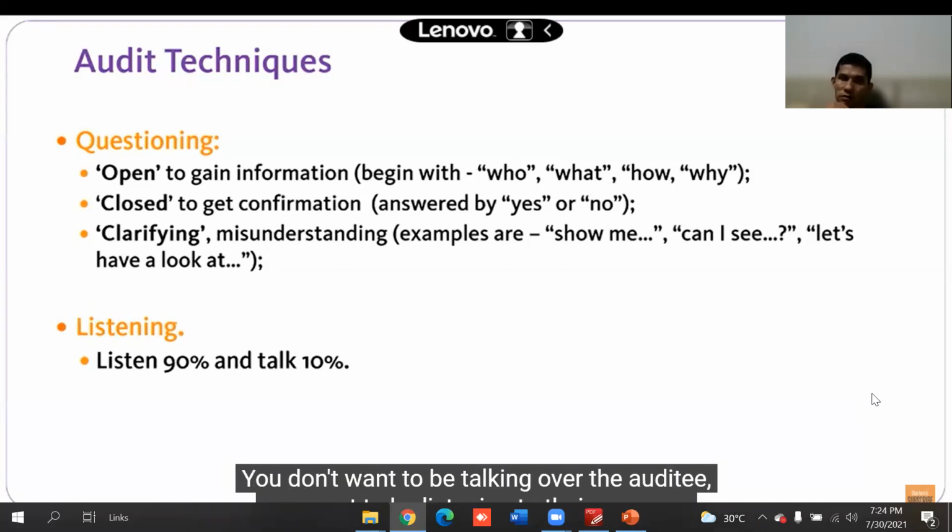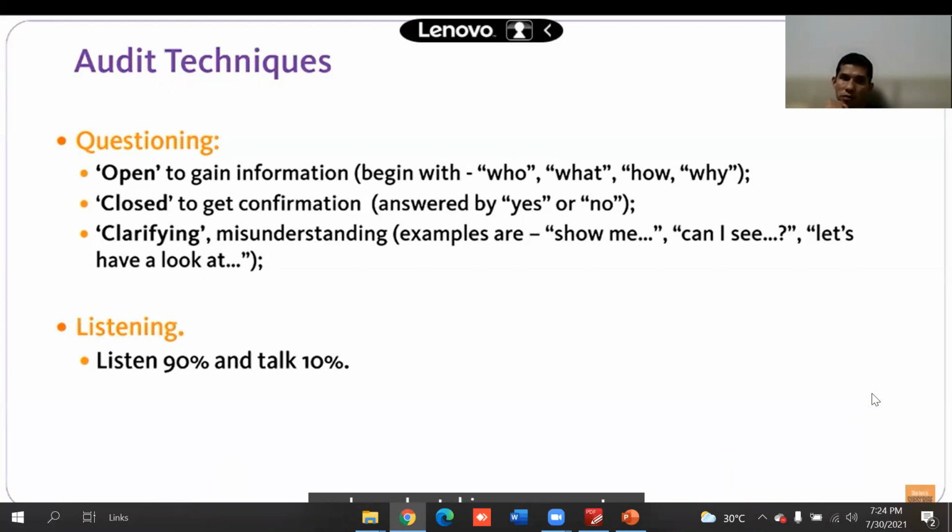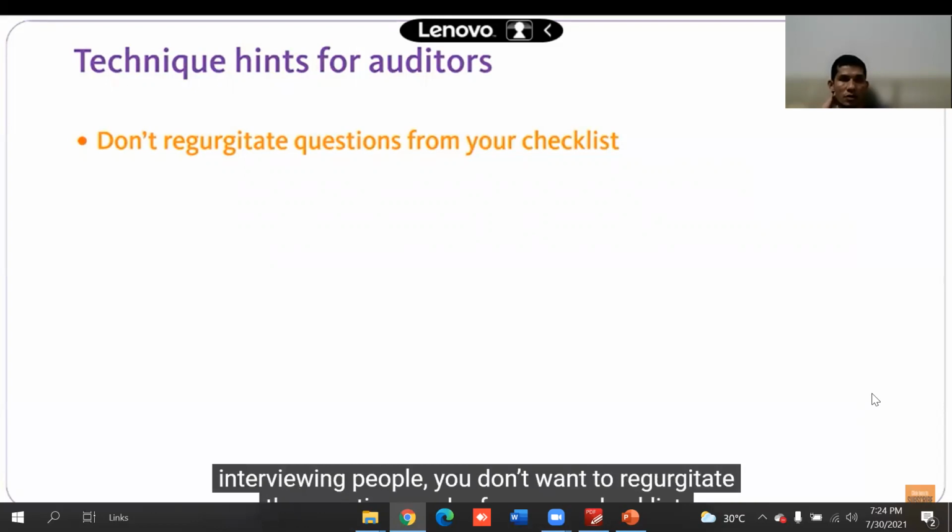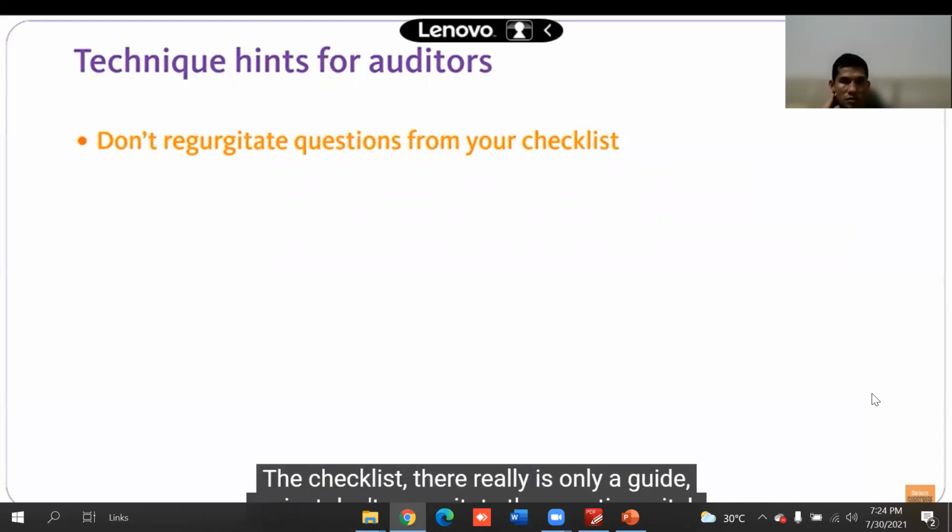So you just don't want to be talking over the auditee. You want to be listening to their answers and maybe taking some notes. Okay, so just some overriding techniques or hints that you can use when you're actually interviewing people. You just don't want to regurgitate the question maybe from your checklist. The checklist really is only a guide, so just don't regurgitate the question.